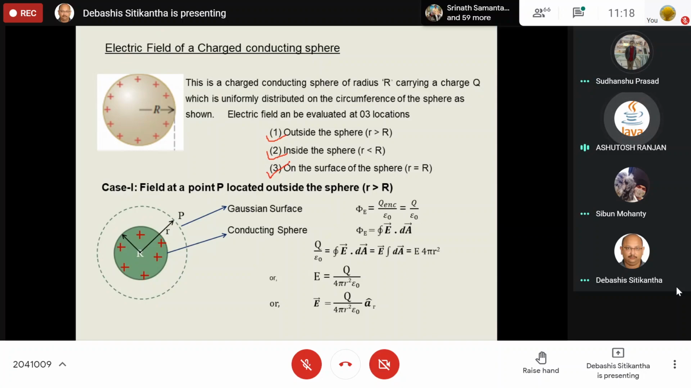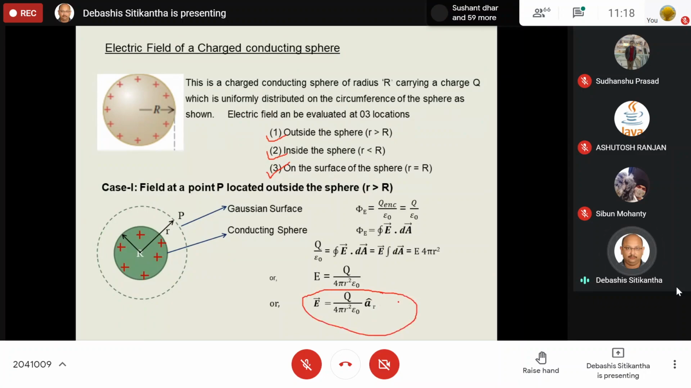Where both are equal. Both sides are equal. So we can justify that on the surface of the sphere, your electric field is going to be the same as outside the sphere. So there is no difference, because you see, in case of outside the sphere, you are having this expression.